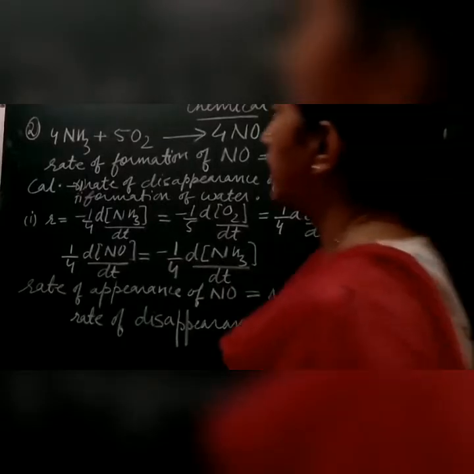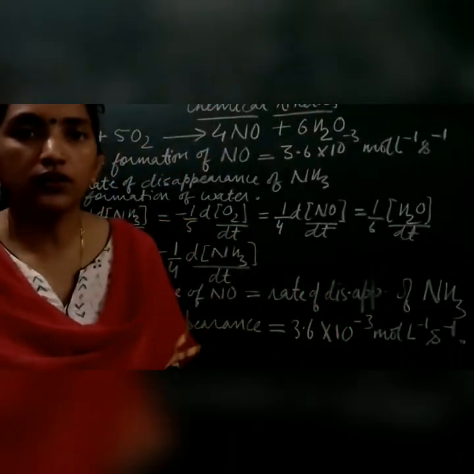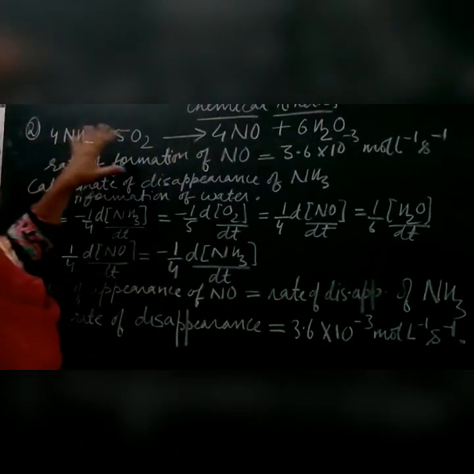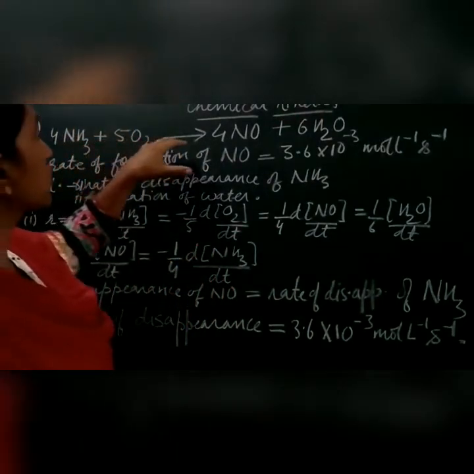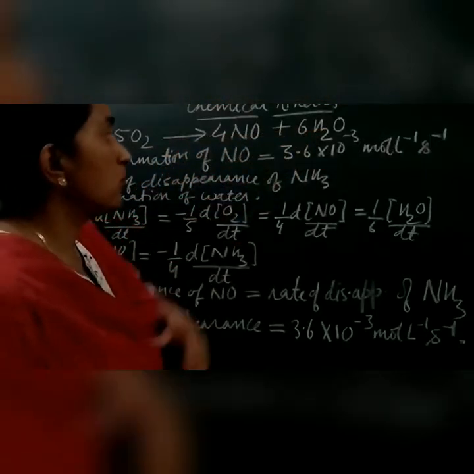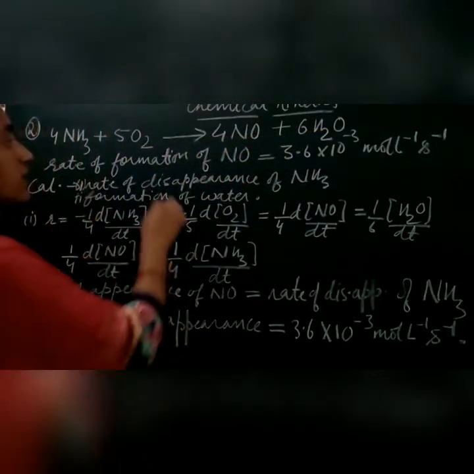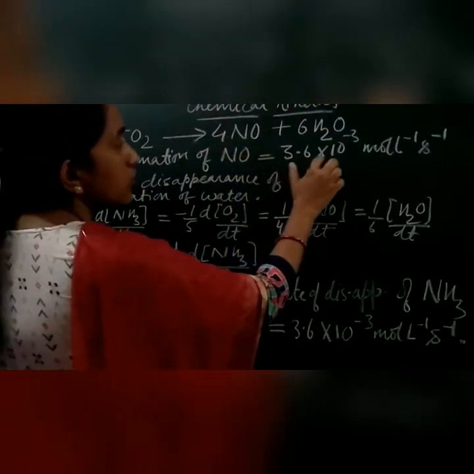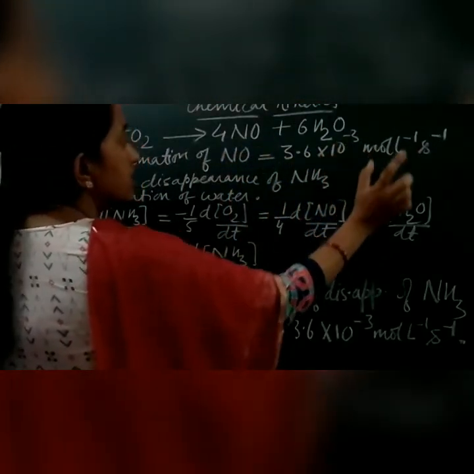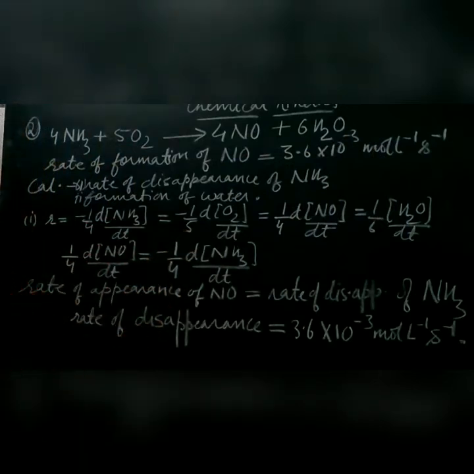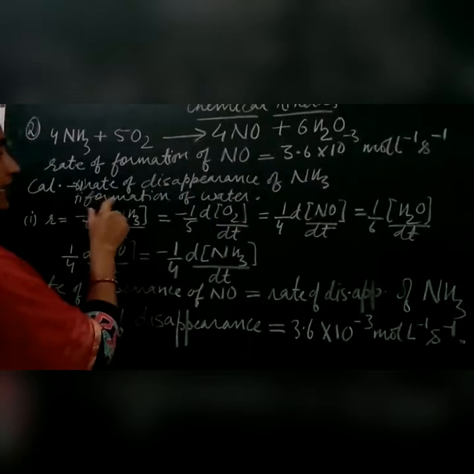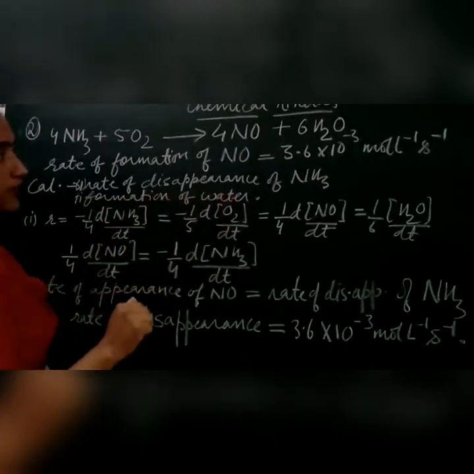Yes, students, now the next numerical is also of the same type, right? So here we have the oxidation of ammonia, 4NH3 plus 5O2 gives 4NO plus 6H2O, right? In the question, the rate of formation of NO is given, it is 3.6 into 10 to the power minus 3 mole per liter per second. What has been asked of us? Calculate the rate of disappearance of ammonia and the formation of water, right?